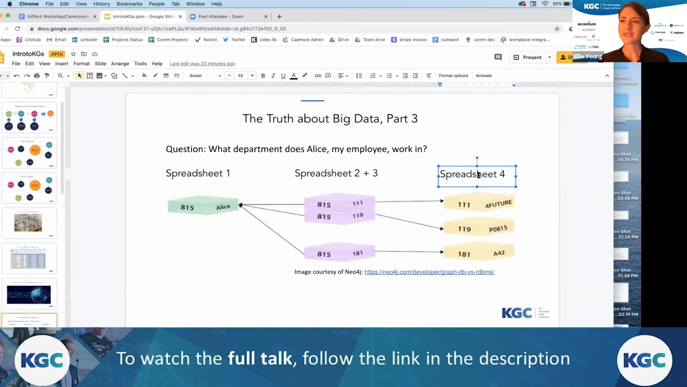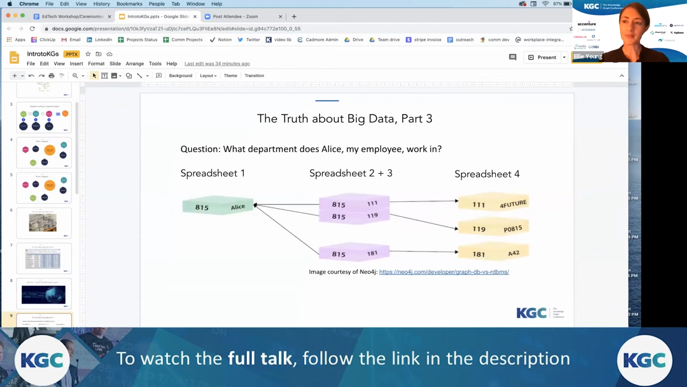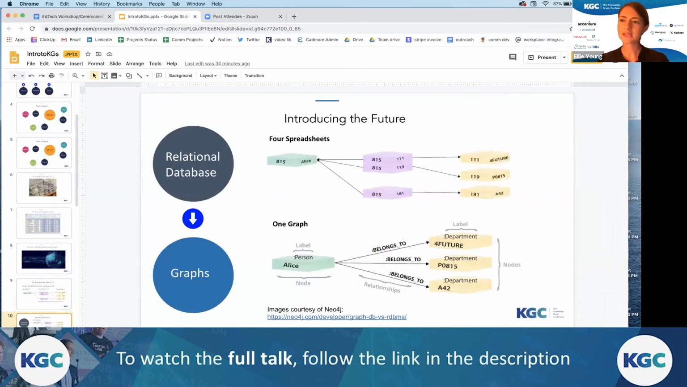And I saw a statistic that only about 0.5% of all the big data that exists is actually being used. So you can imagine the scale of this problem and what we could do if we had access to all of that kind of data. So the solution, in my opinion and many others', is graphs.